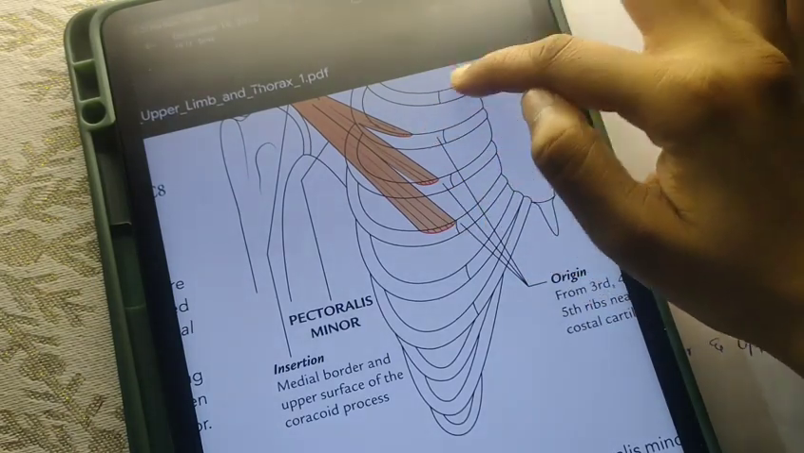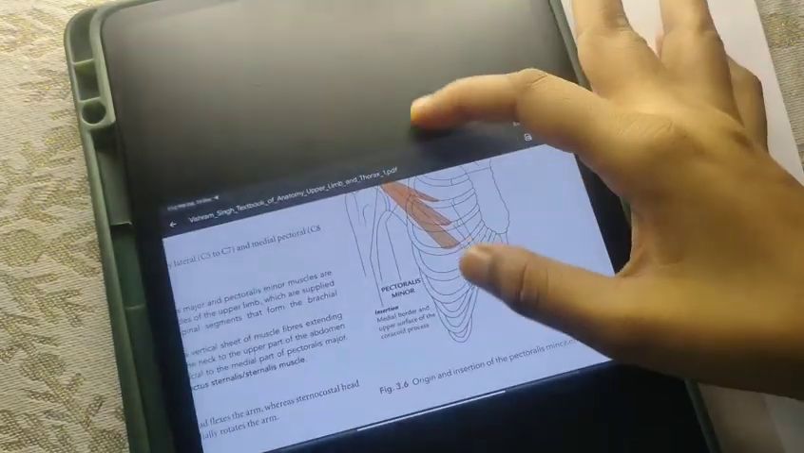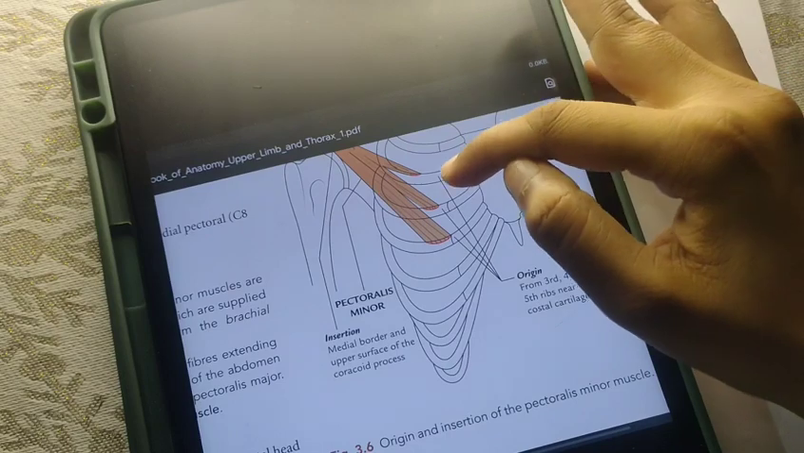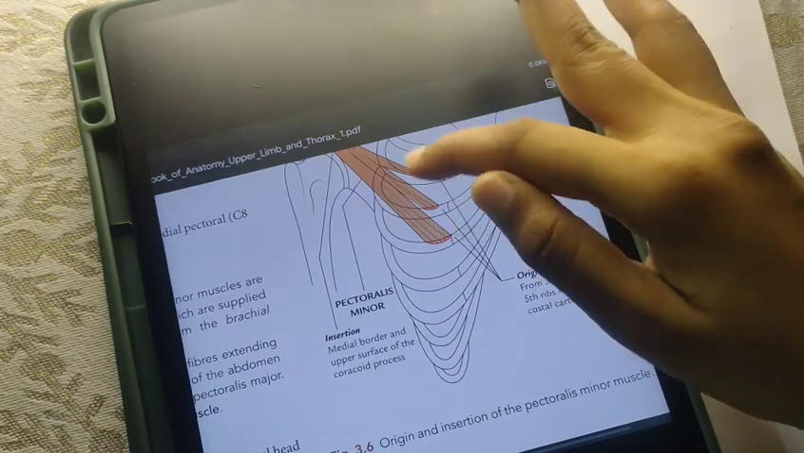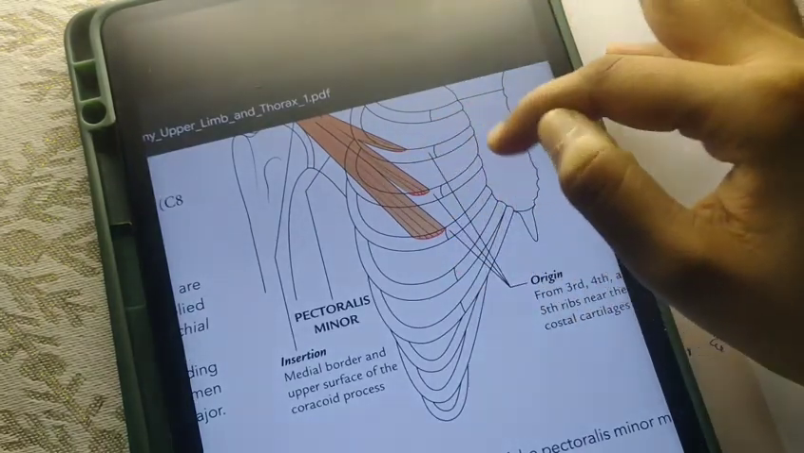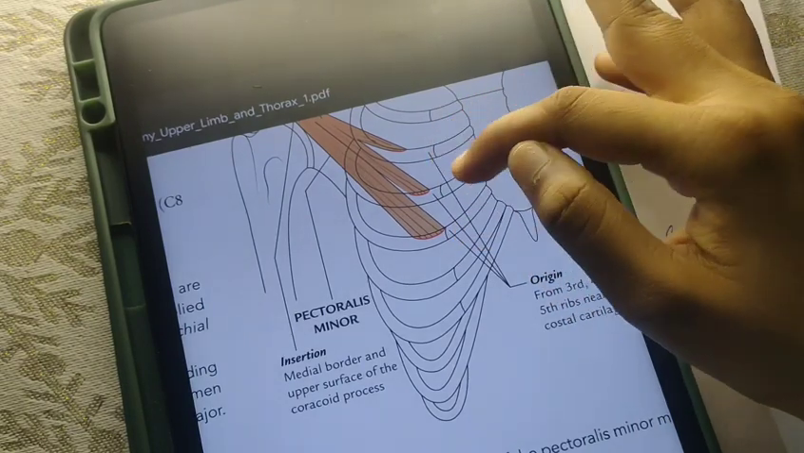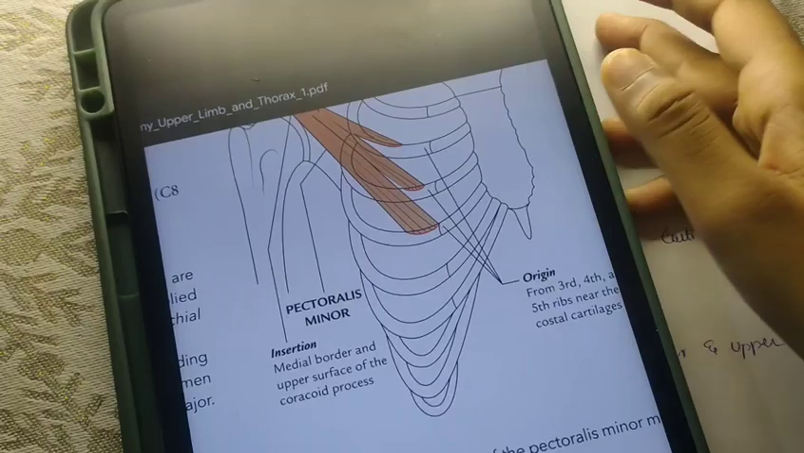This is the first rib. Here you can see, this above will be the first rib, and at the sternal angle, the second. This is the 3rd rib, 4th rib, this is the 5th rib. It takes origin near the costal cartilage of the 3rd rib, 4th rib and 5th rib.